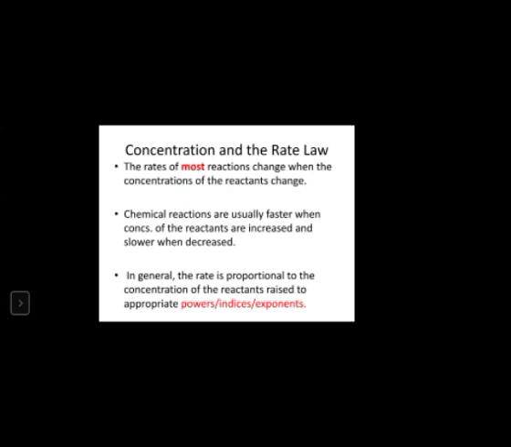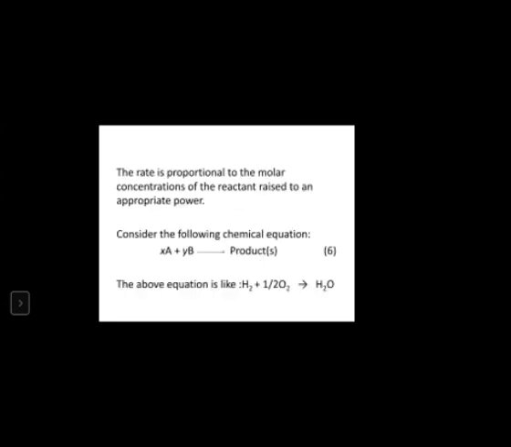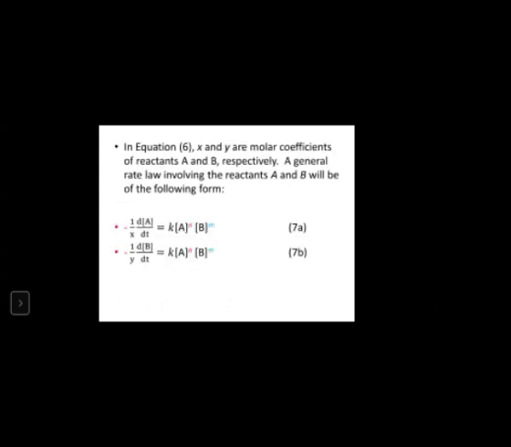One of the reasons for doing this experiment to determine the velocity or speed of a reaction is also to determine the rate law. It's from the rate law that you can actually explain very clearly and correctly the effect of concentration on the rate of a reaction. And I used a particular equation 6, that is a hypothetical reaction. And then you establish equation 7A and 7B.